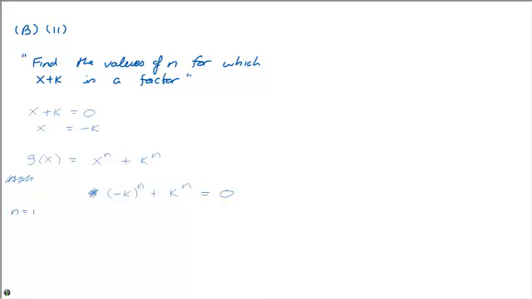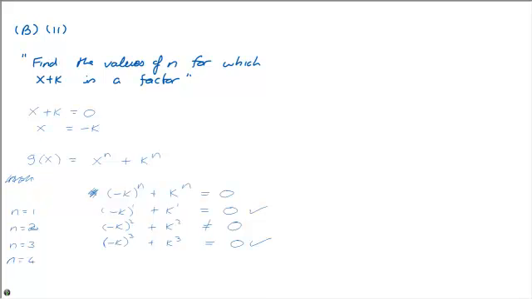So let's try n is equal to 1. We'll have minus k to the power of 1 plus k to the power of 1. So that's equal to 0. So that's going to work for us. N is equal to 2: minus k squared plus k squared. That won't equal 0. N equals 3. That will equal 0, because that minus cubed there will end up with minus k cubed plus k cubed. So that's equal to 0. So that's going to work.